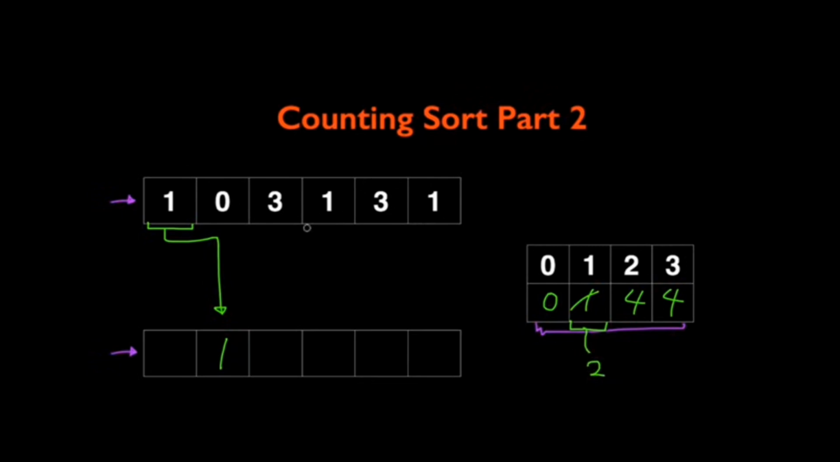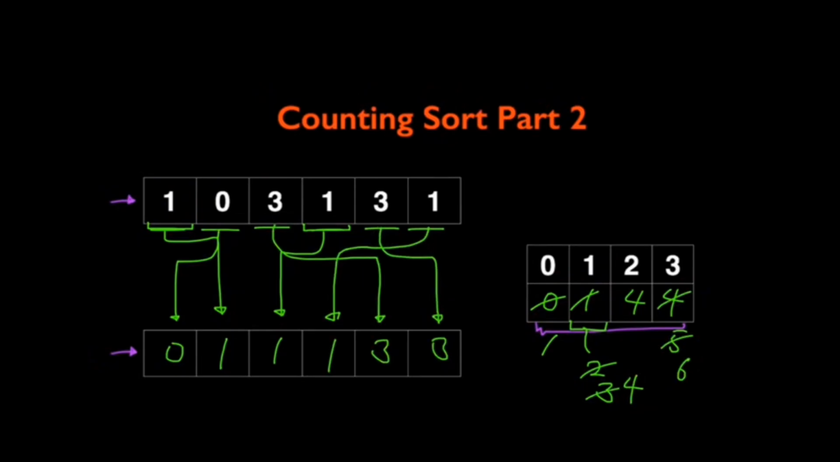This is so that when we look at the second instance of the number 1, we'll know that it should go into index 2 instead of 1. And then we're going to increment it again. We'll do the same thing for each number of this array from left to right until we get to the last number in the original array.